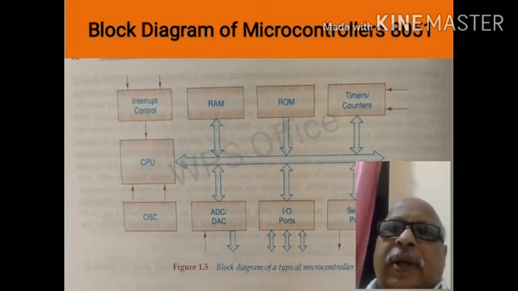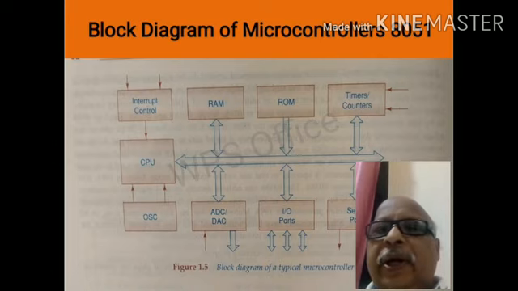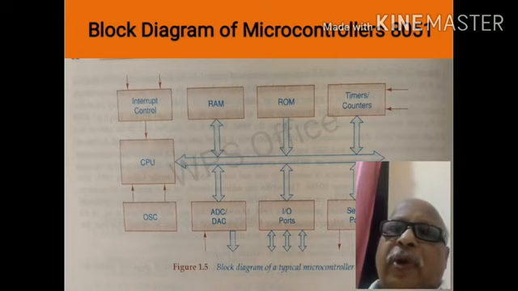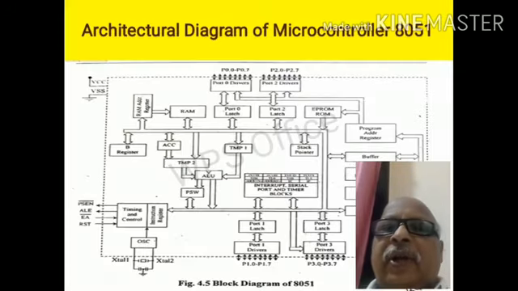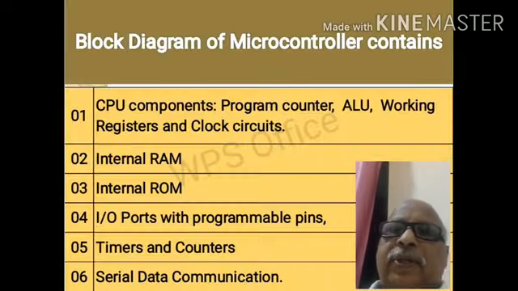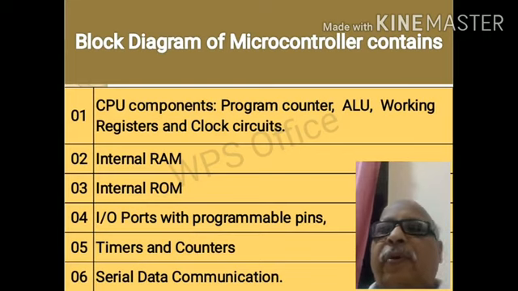All these things are included in the microcontroller. That is, RAM is included, ROM is included, and the input output port is also there, and the serial port is also there. So this is the block diagram of microcontrollers. This is the architectural diagram of microcontroller 8051. It also contains different blocks. We are going to see in detail this block diagram of the microcontroller.